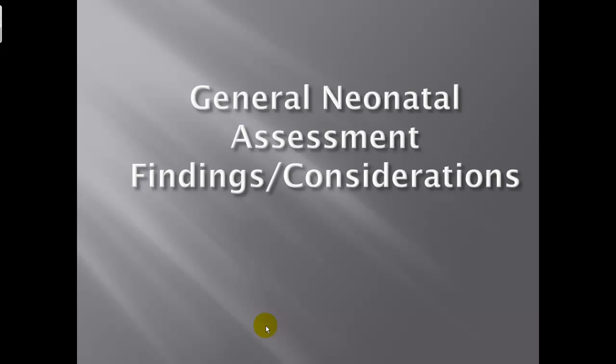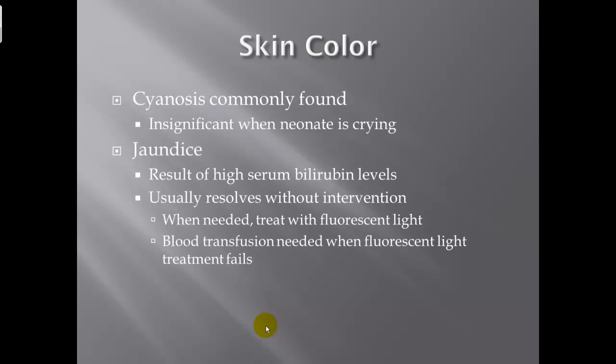General neonatal assessment findings and considerations. Skin color. Cyanosis is commonly found in neonates, insignificant when the neonate is crying. Jaundice is a result of high serum bilirubin levels, usually resolves without intervention. When needed, treat with a fluorescent light. Blood transfusions are going to be needed whenever the fluorescent light treatment fails.